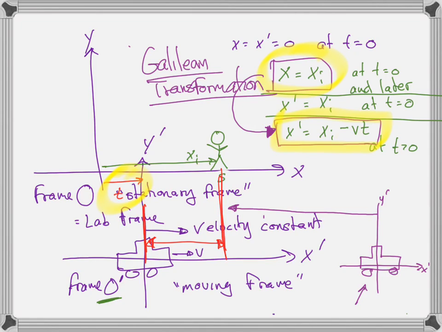This is what Newton would have said: if you're moving at a certain velocity relative to one frame, you're going to move at a different velocity relative to another frame. Anyway, this is the Galilean transformation. This is the position transformation. Let's look at the velocity transformation.